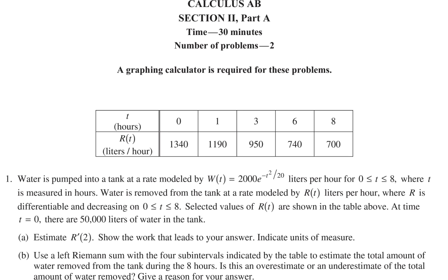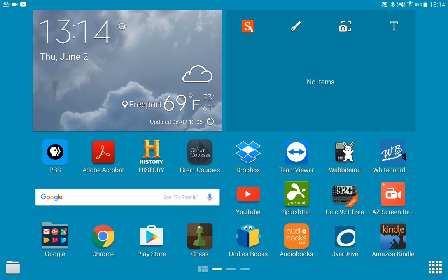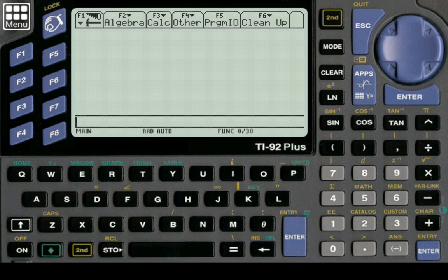So let's open up a TI92, which is a lot like the 89, by the way. And open parentheses for the numerator, 950 minus 1190. You really don't need a calculator for this. You could do this in your head, but just to show off the calculator, divided by the quantity 3 minus 1. And you get negative 120.